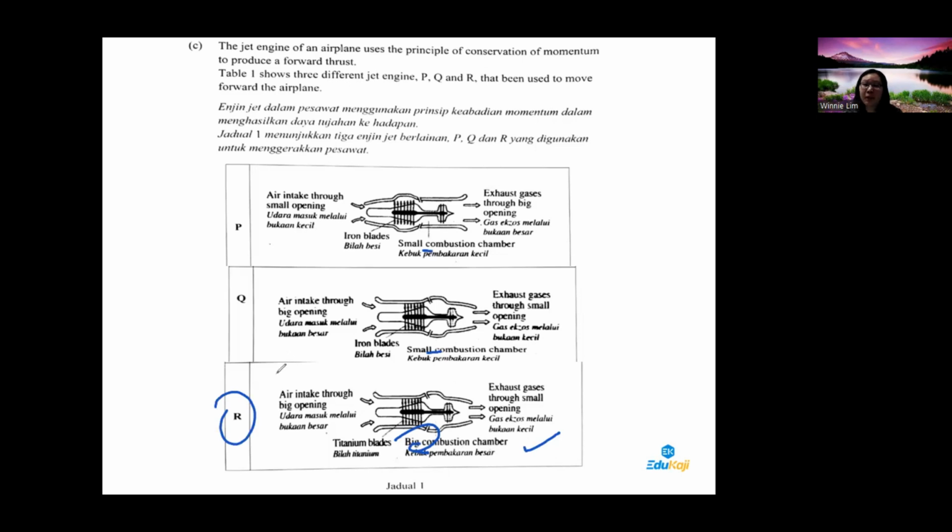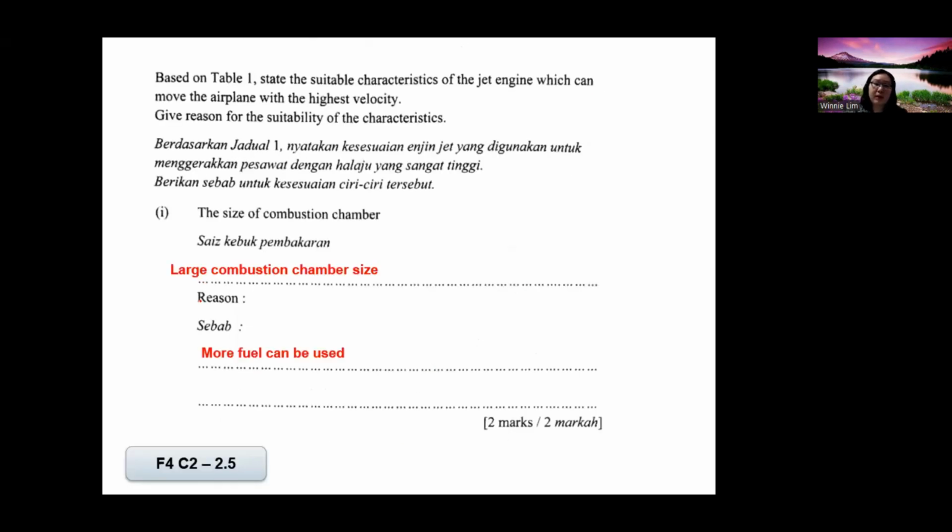Agree? And then the next one, the question also asks about the opening, right? So the air intake has to be big, while the outlet should be small, because you will come out with a higher speed. Yeah. So this is how you say a larger combustion chamber.